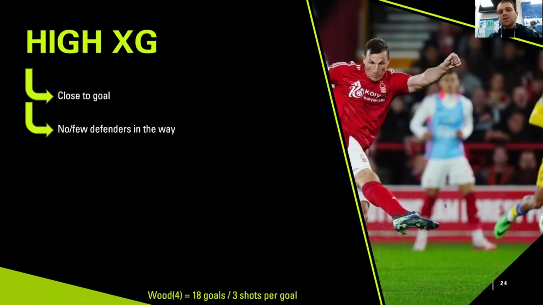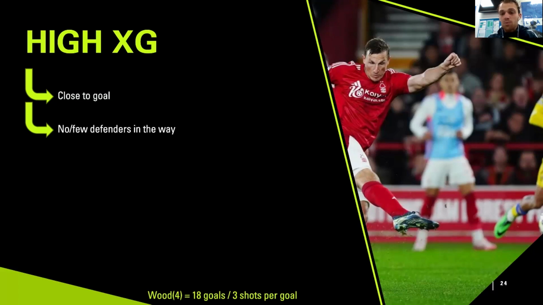Essentially, the closer you are to the goal, and the fewer defenders in the way, if any, all contributes to a high XG. So if you are in front of the goal with no one in the way, there's a very high chance of scoring. If you're close to goal, but there's a goalkeeper in the way, that chance is reduced slightly. If you're close to the goal, but there's also a defender in the way, the chance is reduced again. If you are far away from the goal and there's lots of defenders in the way, probably not a good idea to shoot because it's probably going to get blocked, unlikely to go in.